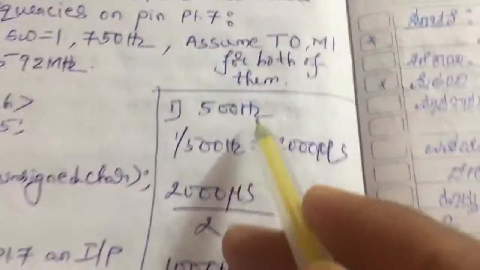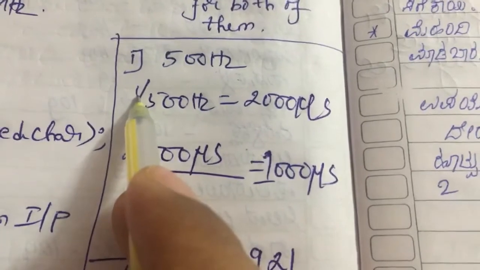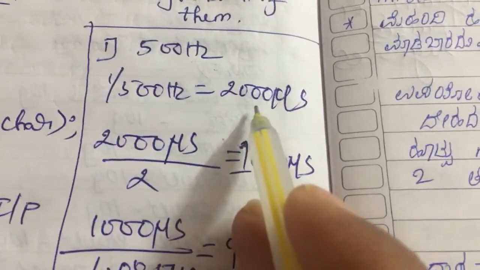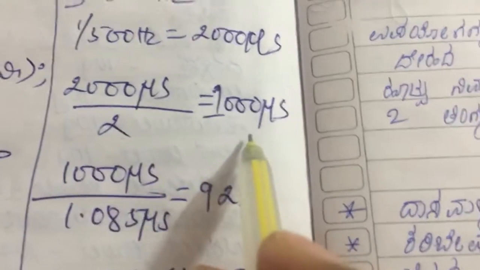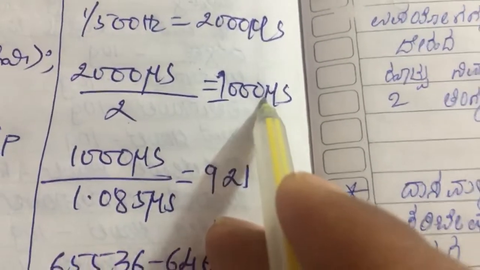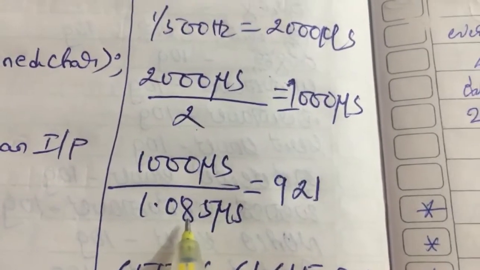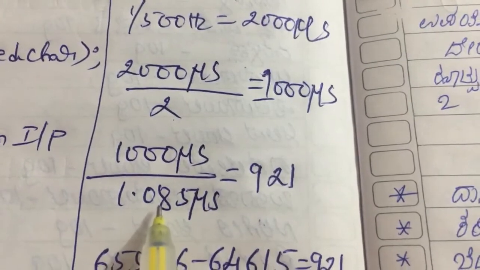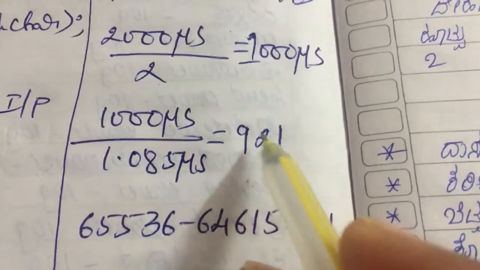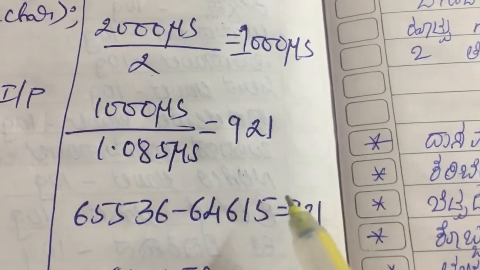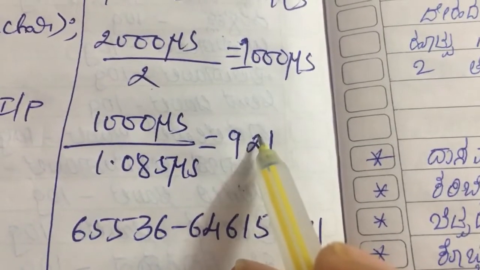First and foremost, the frequency that they have given is to be divided into 1, that is T. The total T will be 2000 microseconds. For one pulse, 2000 microseconds divided by 2 gives 1000 microseconds. This 1000 microseconds should be divided by the machine cycle time. The time taken for one machine cycle is 1.085 microseconds. You will get 921. So this much amount I should get, right?